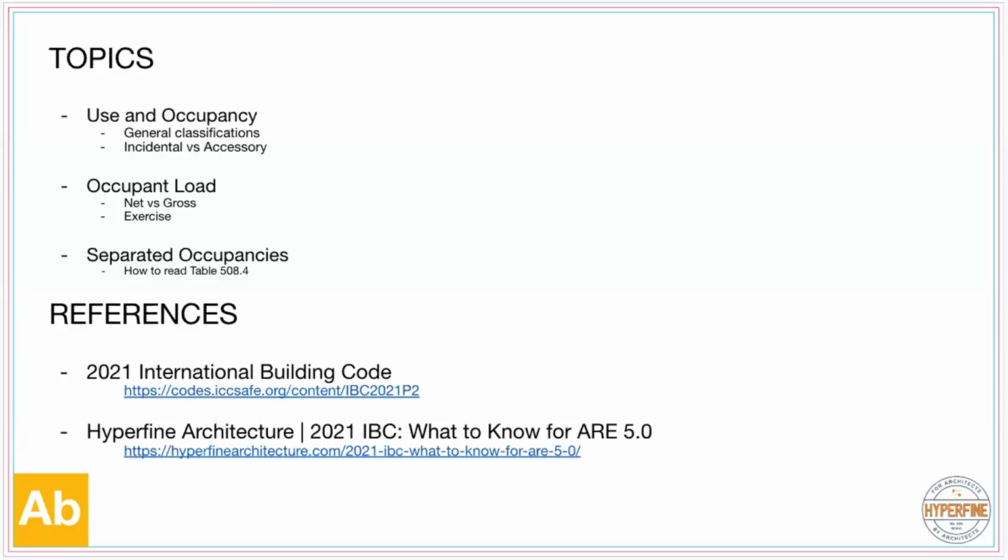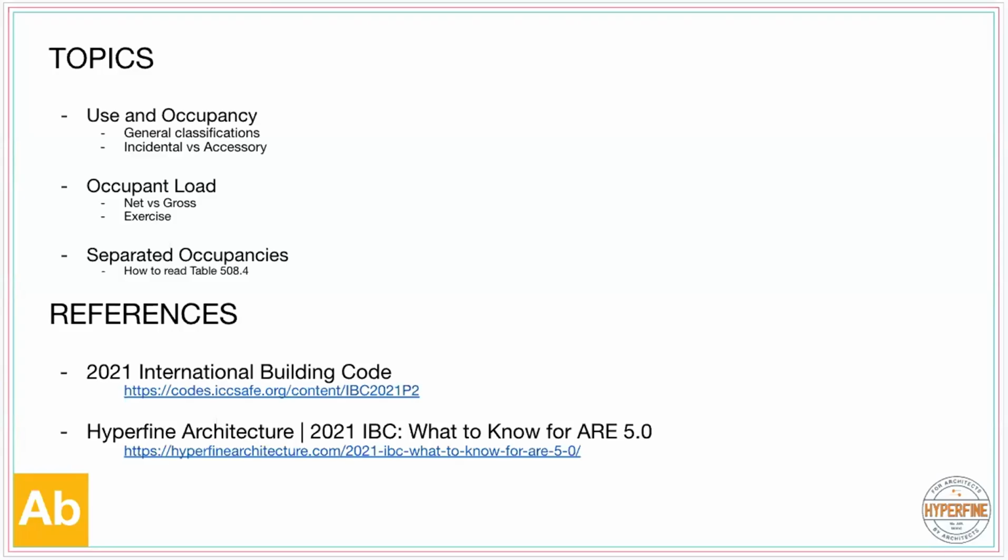We'll talk about net versus gross, and then I wrote up another short exercise for you guys to do, similar to the one that Matt just went over, and then talk quickly about separated occupancies and how to read table 508.4, which is the fire separation.